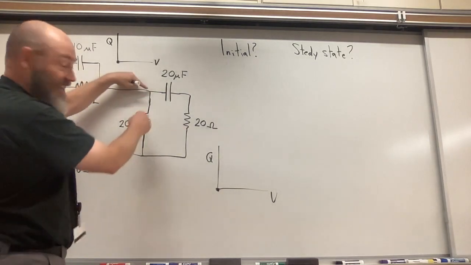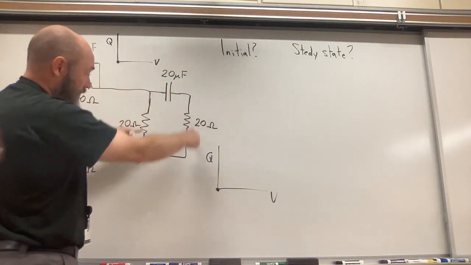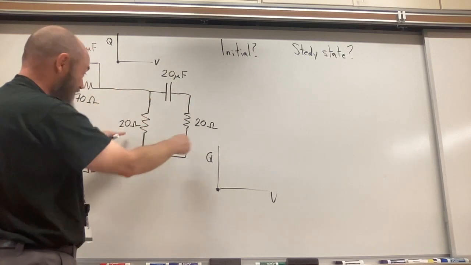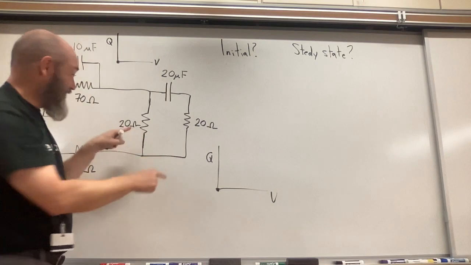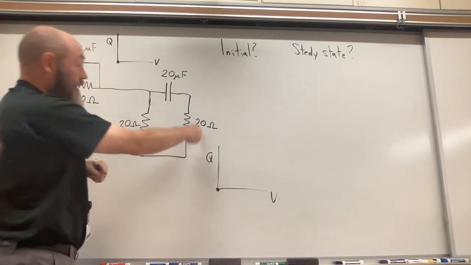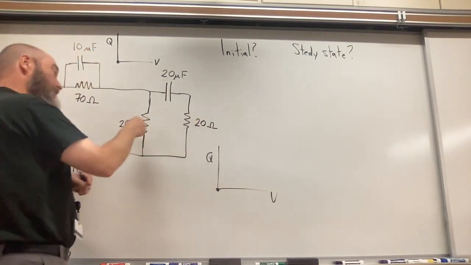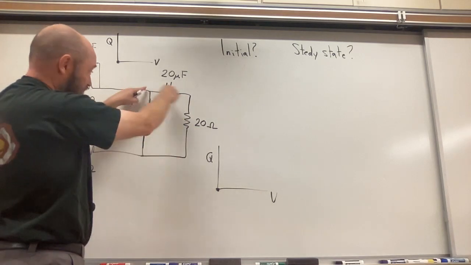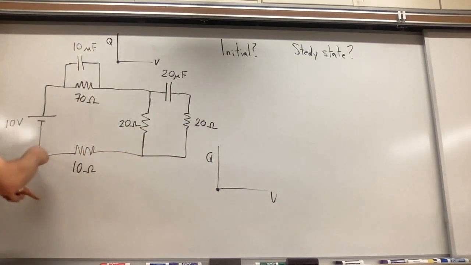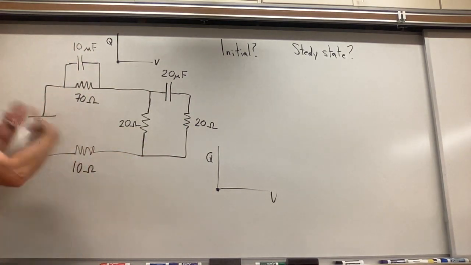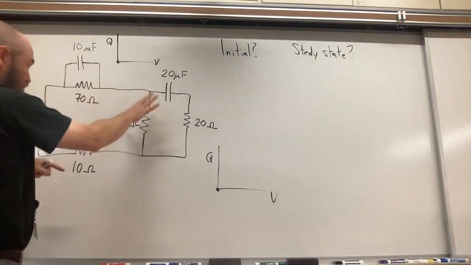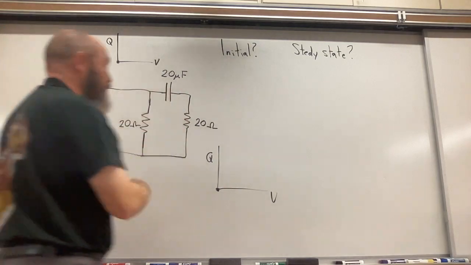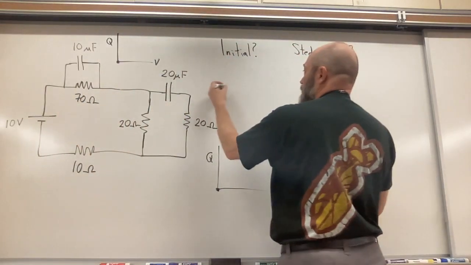And then look, it's going to get here, and it's going to split. Now, will it split equally? Yeah, it will, because 20 and 20. Now, if it's like 20 and 40, then 40 would get half as much current as this one. But this is 20 and 20, so it's going to split, and then it's going to come together. So if you take a look, initially, what is my circuit? Oh, it's just this part. So let's redraw that circuit, and then we'll analyze it.